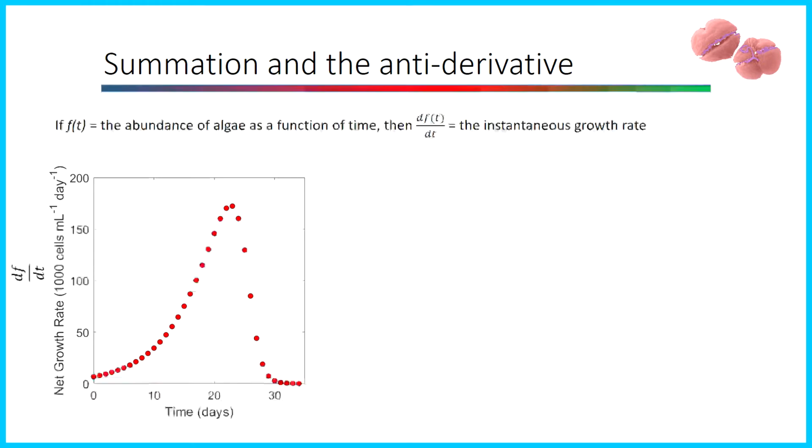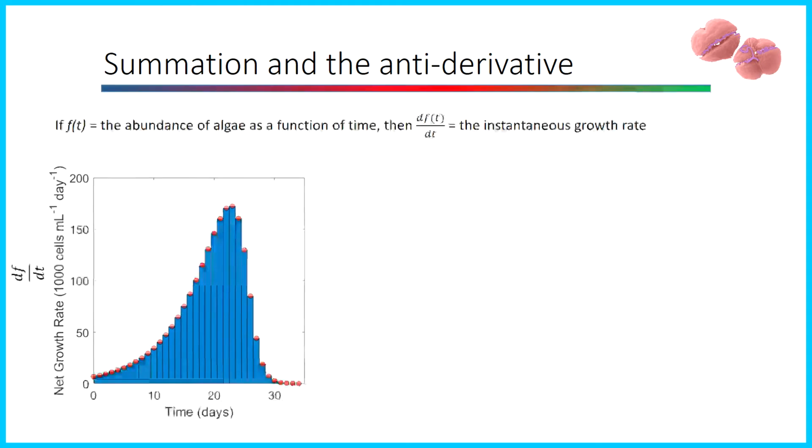Now, instead of displaying this data as a set of points, we could also display it as a bar chart. If we display it as a bar chart like this, you should notice that it really looks a lot like the coronavirus data we had earlier in the toolbox. So if we wanted to take this data and estimate the total amount of phytoplankton that have been added, it would make sense that we could approximate it by taking the sum like we did before.